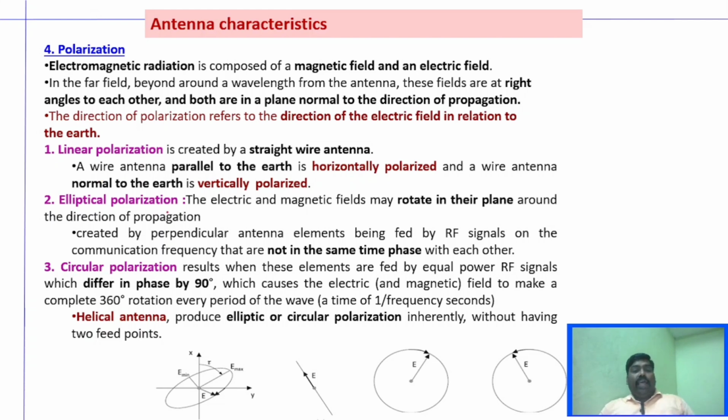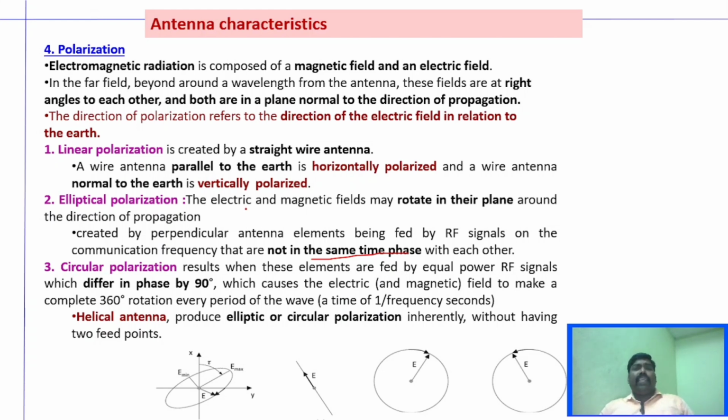And what is elliptical polarization? The electric and magnetic field may rotate in their plane, and this is created by feeding RF signals that are not in the same phase with each other. Similarly, circular polarization is created by RF signals which differ by 90 degrees. And an elliptical antenna is capable of producing both elliptical and circular polarization without having two different feed points.